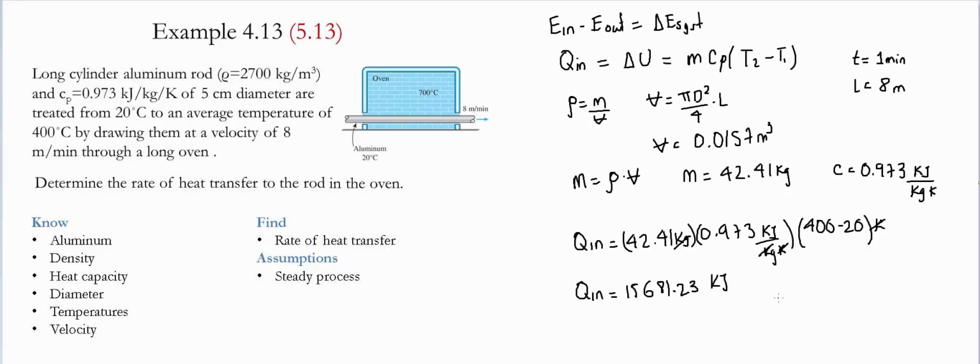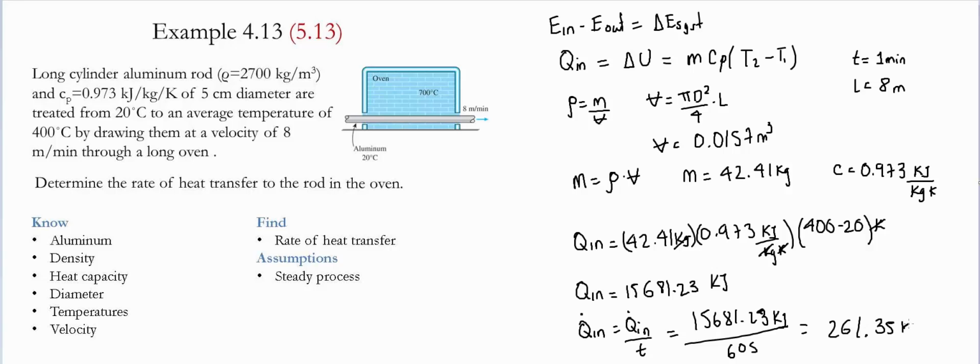If we want to find the heat transfer rate, it is simply the heat going in divided by the time, and we took the time to be 1 minute or 60 seconds. So we have 15,681.23 kilojoules divided by 60 seconds, and this gives us 261.35 kilojoules per second, which is the same thing as a kilowatt.